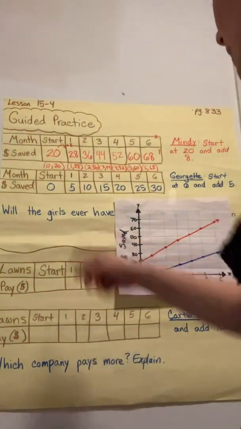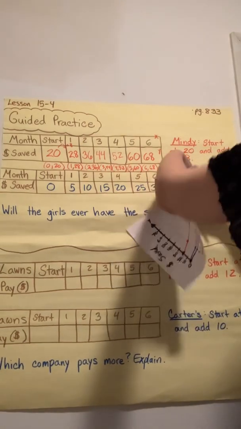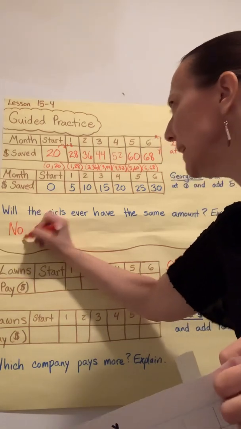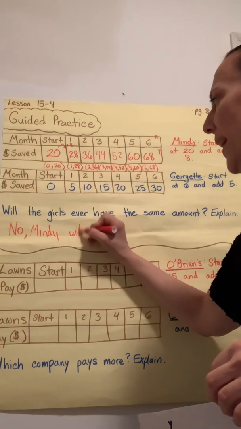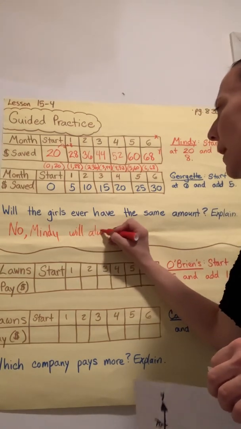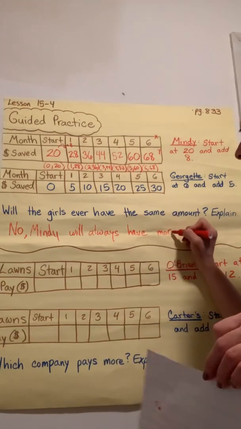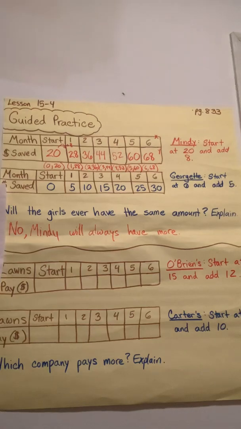Okay, so that is the answer to number 3. I can go and answer it for sure now. Will the girls ever have the same amount? No, absolutely not. Mindy will always have more. And the longer they do this, the bigger the difference will be. Okay, ready to move on to the second problem now.